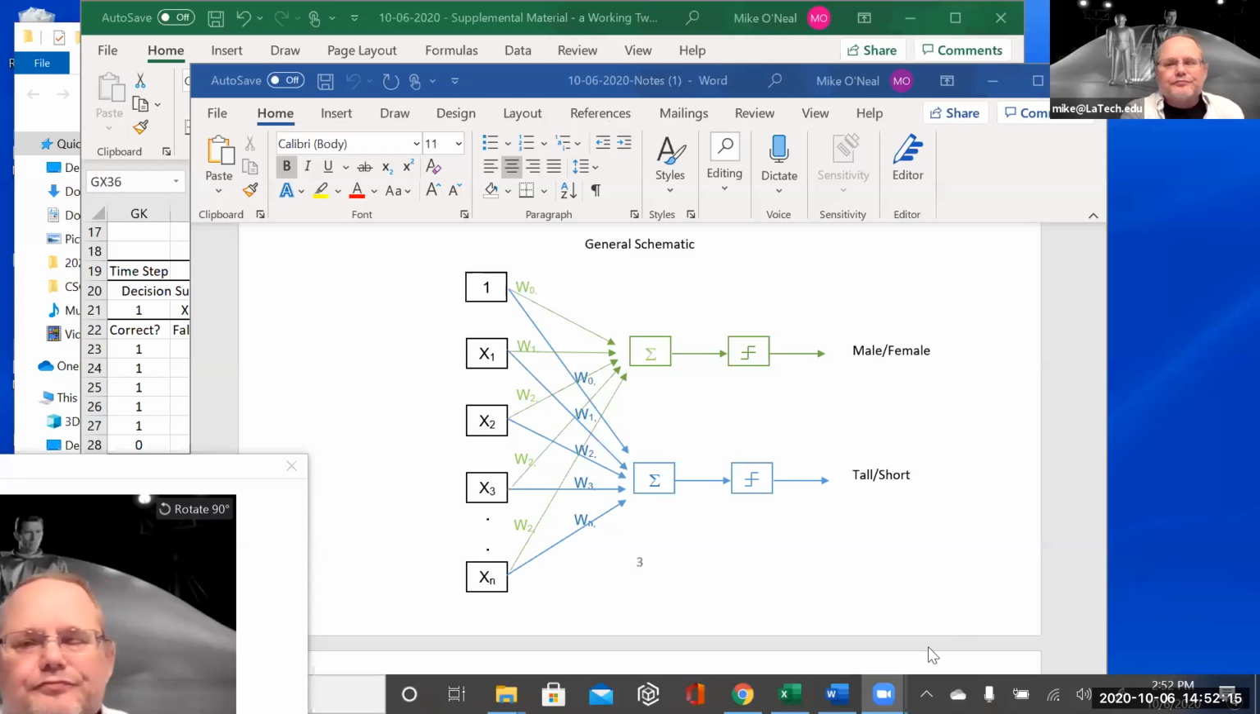So here is a single layer perceptron, a single layer neural network, and you can see it's got inputs, and those inputs have weights. And to make it clear, I've drawn all of the weights for one perceptron in green, and I've drawn all of the weights and everything else for the other perceptron in blue.